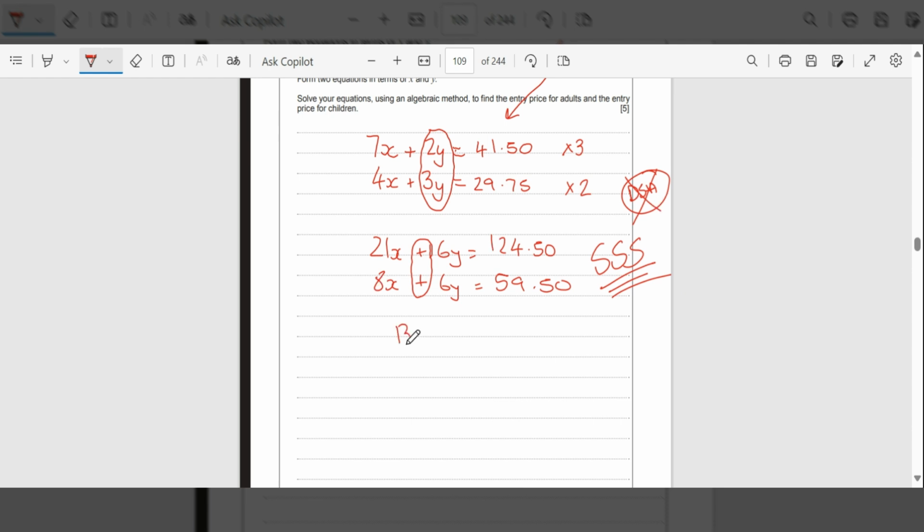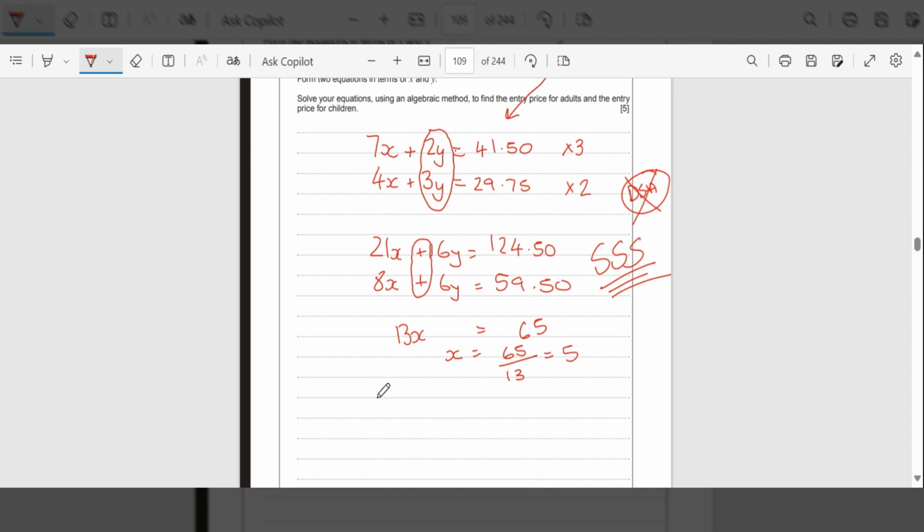21 take away 8 is 13x. They disappear. And 124.50, I should do this in my head, but I'm just slow today. Take away 59.50. So take those away from each other, you get 65. If 13x is 65, then x is 65 divided by 13, which is 5.